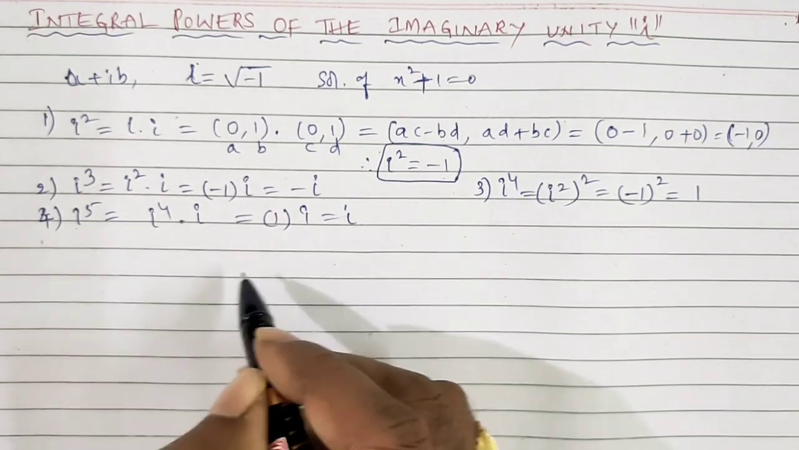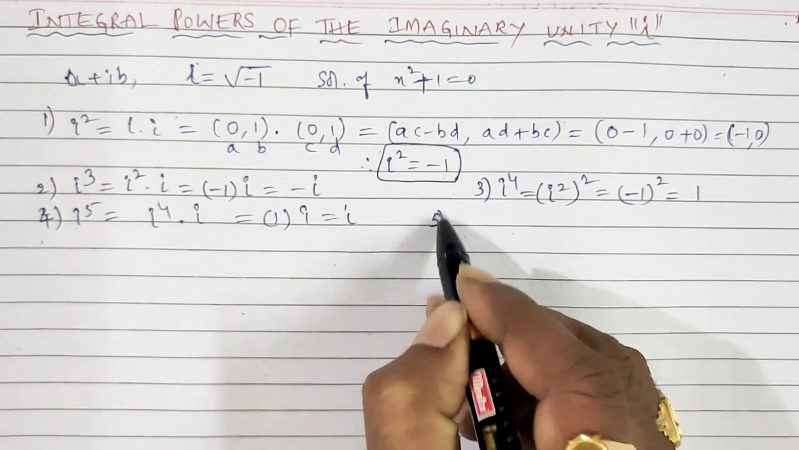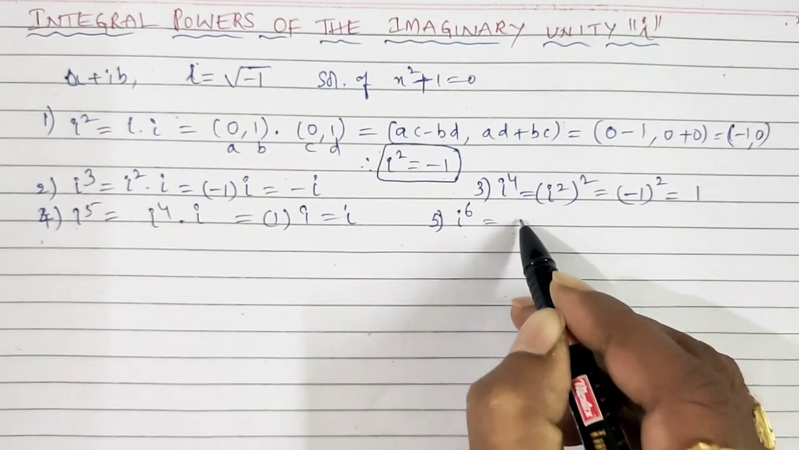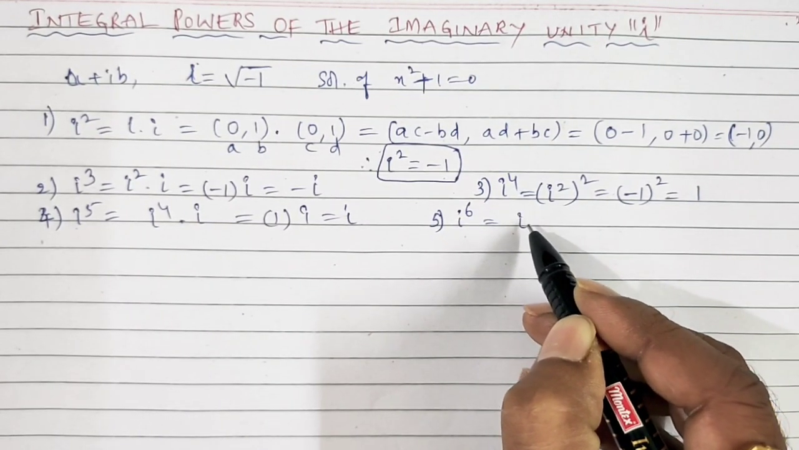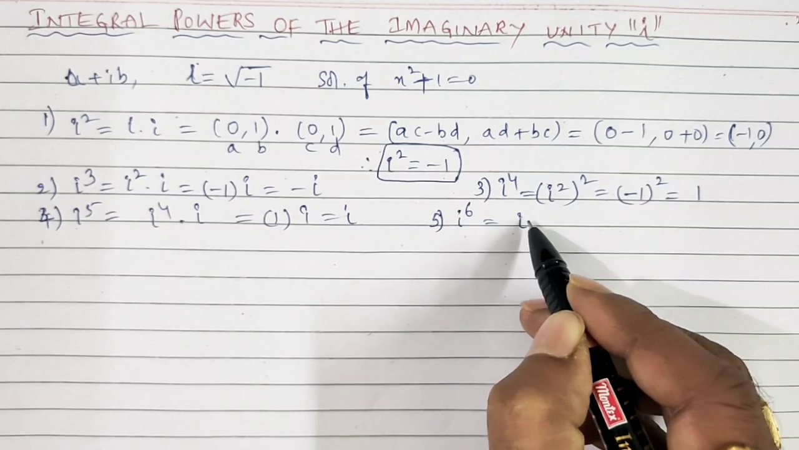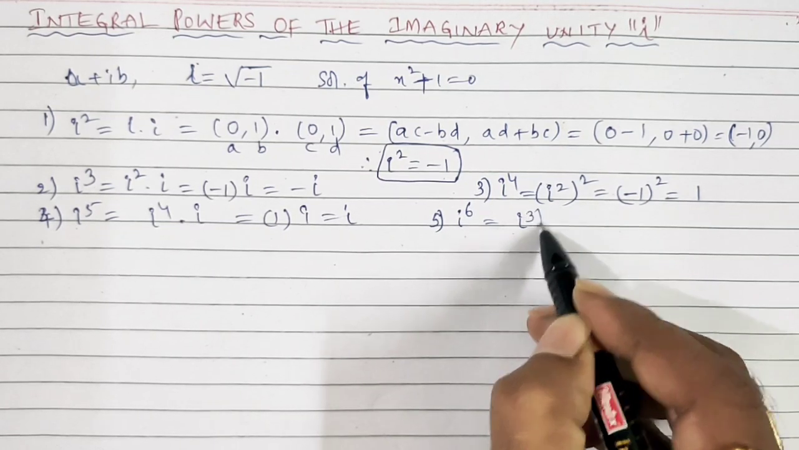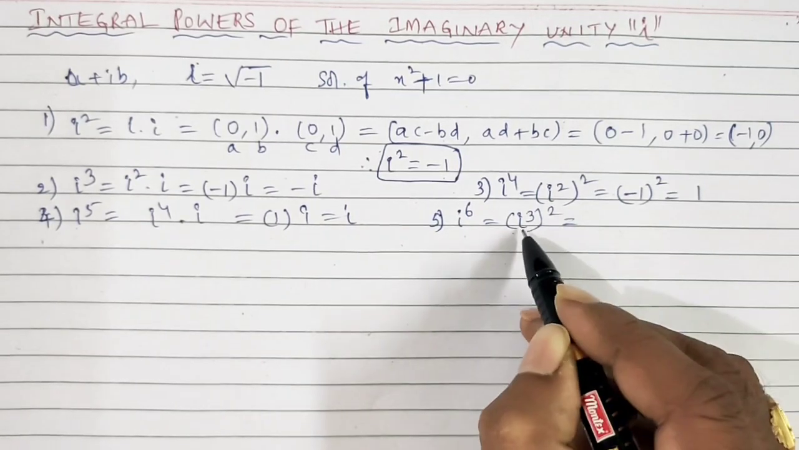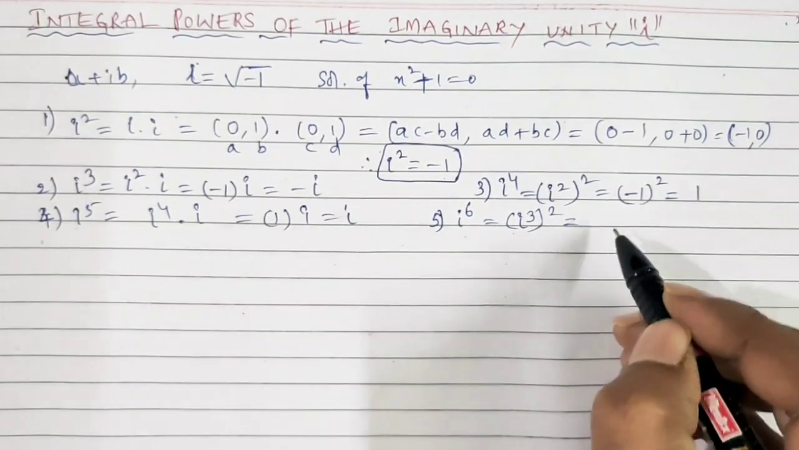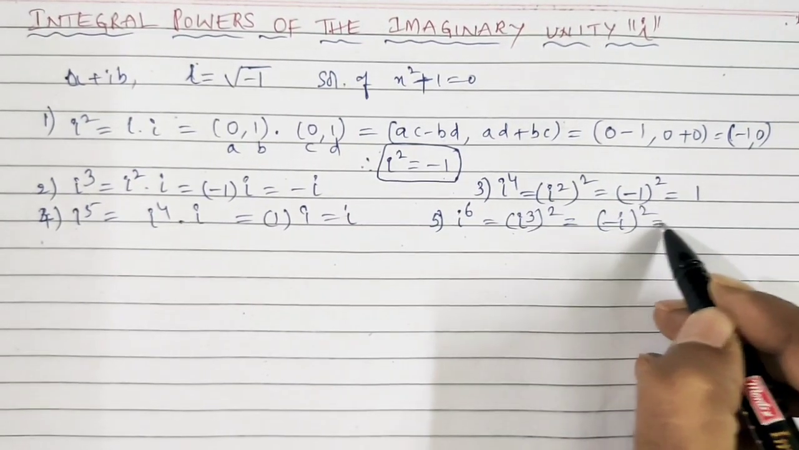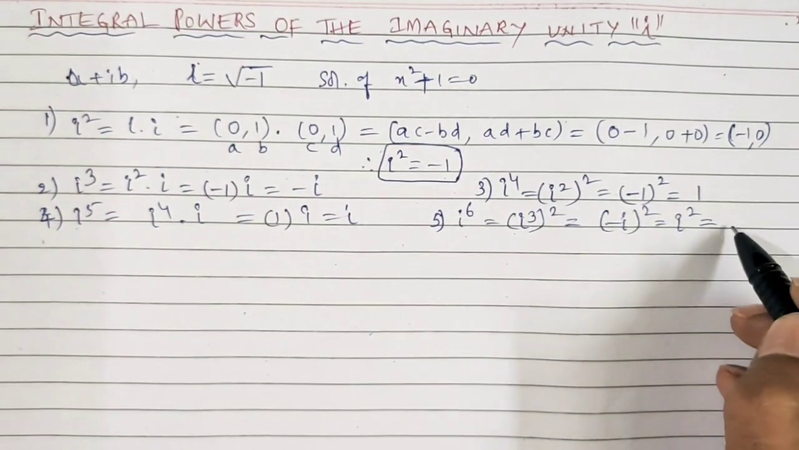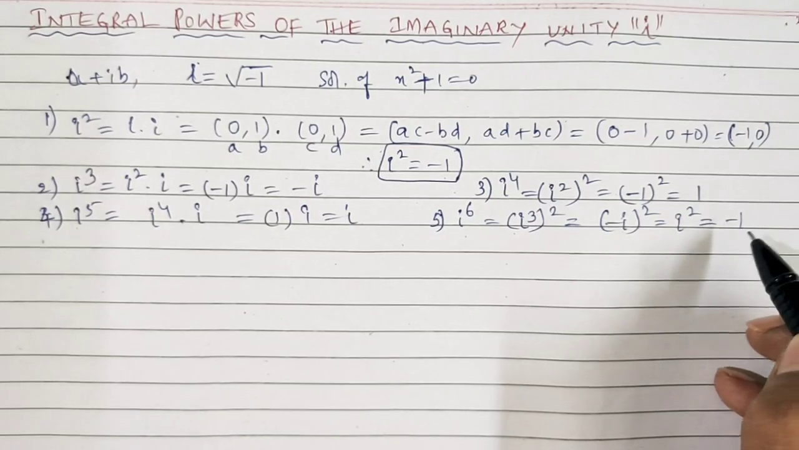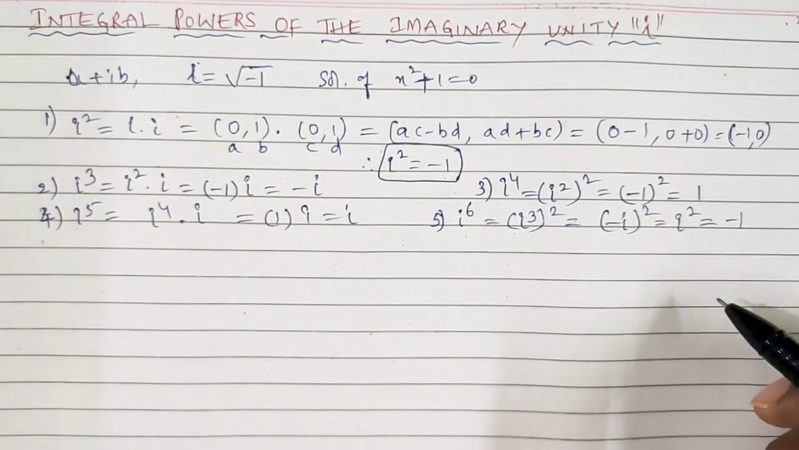Okay, if you find the value of i power 6, this can be written as i cube whole square. What is the i cube value? The i cube value is minus i. So minus i whole square means plus i square. The i square value is minus 1. So the i power 6 value is minus 1.